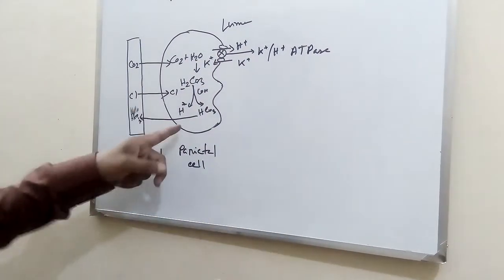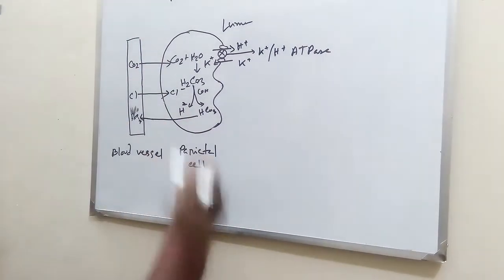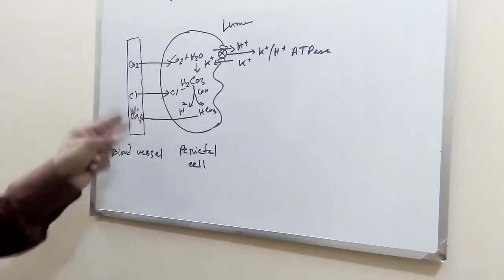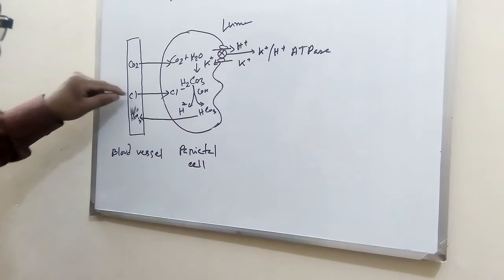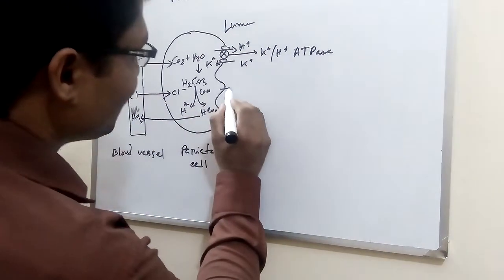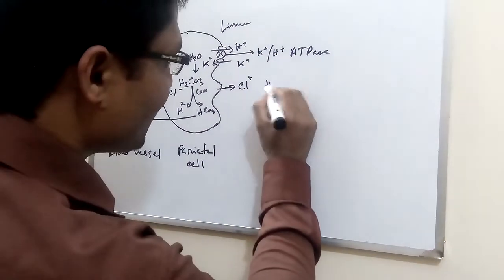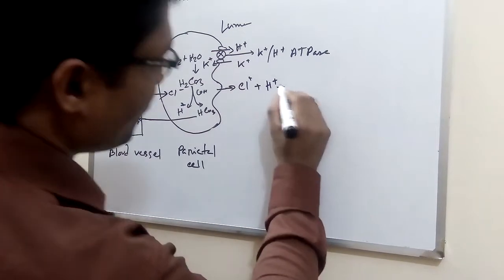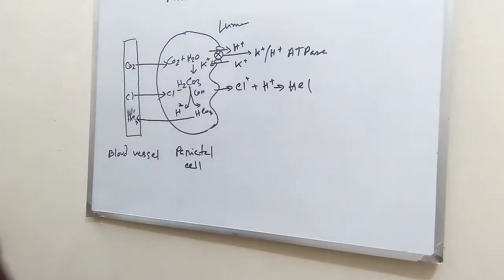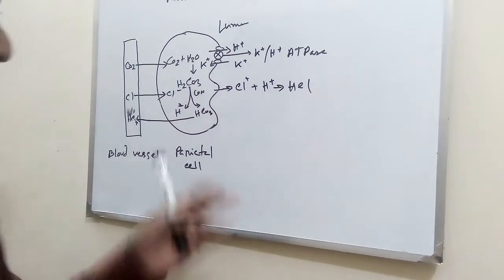And here bicarbonate goes from the parietal cell into the blood vessel, and this time chlorine enters from the blood vessel into the parietal cell and into the lumen. In here hydrogen plus chlorine produce hydrochloric acid, and this hydrochloric acid digests our food and kills microorganisms in the stomach.